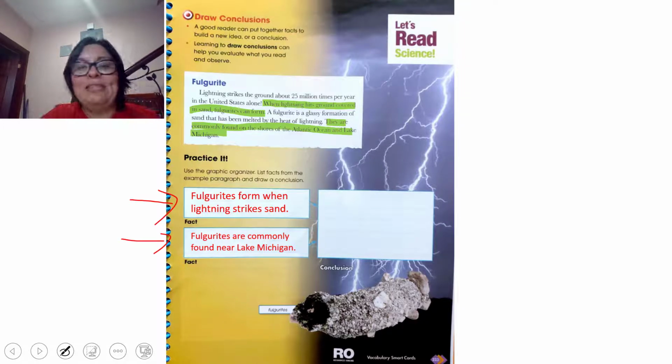So after reading that, what conclusion can we make in here? What conclusion can you make about Lake Michigan after reading those facts? What can you say about Lake Michigan and fulgurites taking into account the information you have?